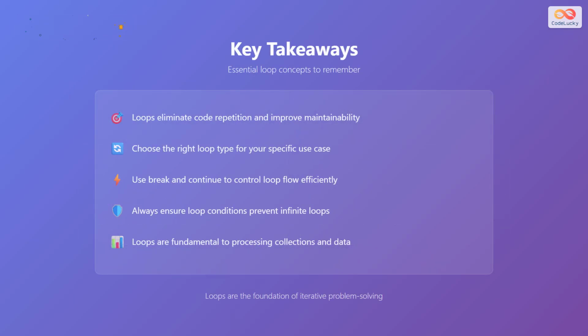Remember these important points about loops. First, loops eliminate code repetition and make your programs easier to maintain and update. Second, choose the right loop type for your situation. Use for loops when you know exactly how many times you need to repeat. Use while loops when the number of repetitions depends on a condition. Third, use break and continue statements to control loop flow efficiently.